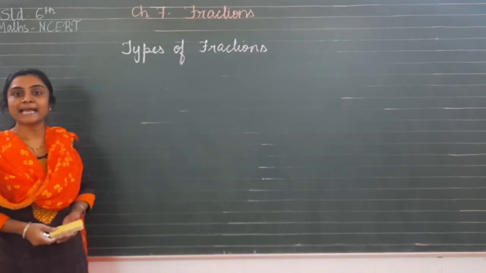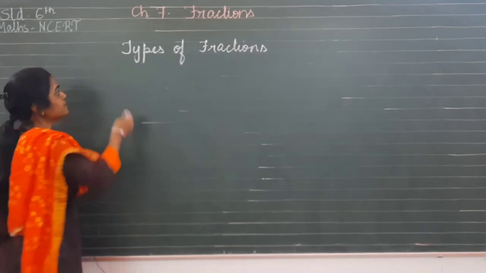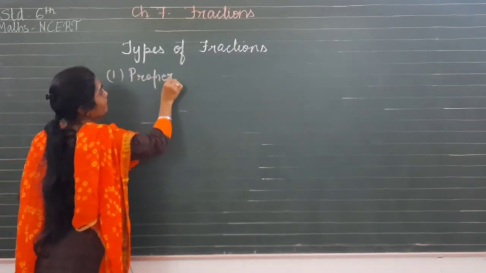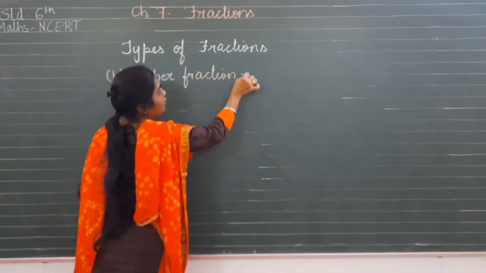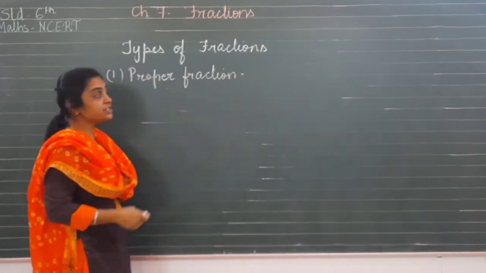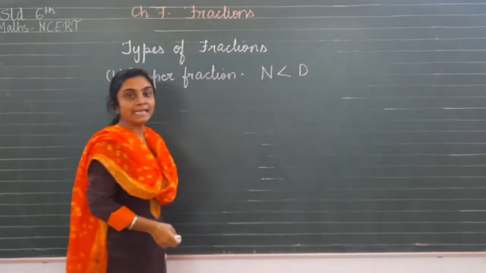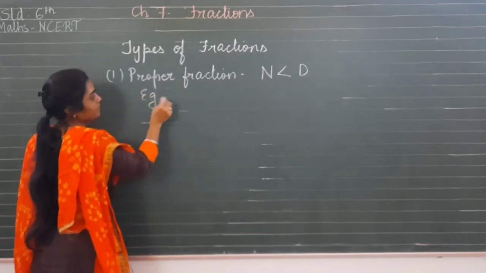Now let us see types of fractions. In fractions there are 3 types. First type is proper fraction. A proper fraction is a fraction in which the numerator is smaller than the denominator. Let us see the examples.